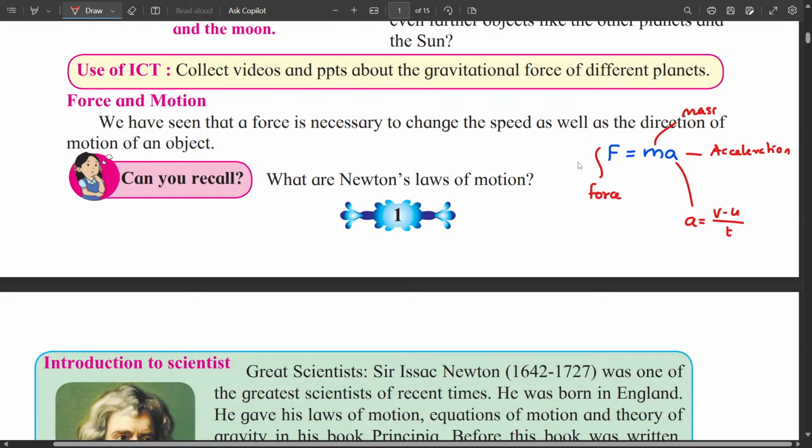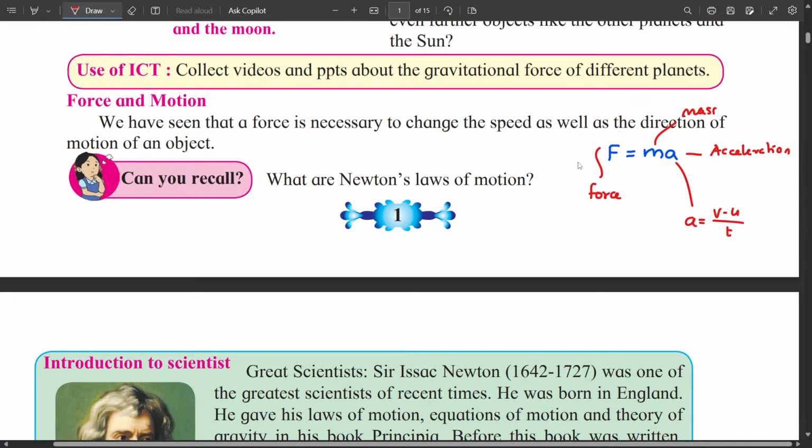Newton gave 3 laws of motion. The first law states what happens in absence of a force. He said that if no force is acting on an object, then the state of motion of the object will not change. That means if the object is stationary, it will remain stationary, and if the object is traveling in a straight line with a constant speed, it will continue to travel along the same direction with the same speed.